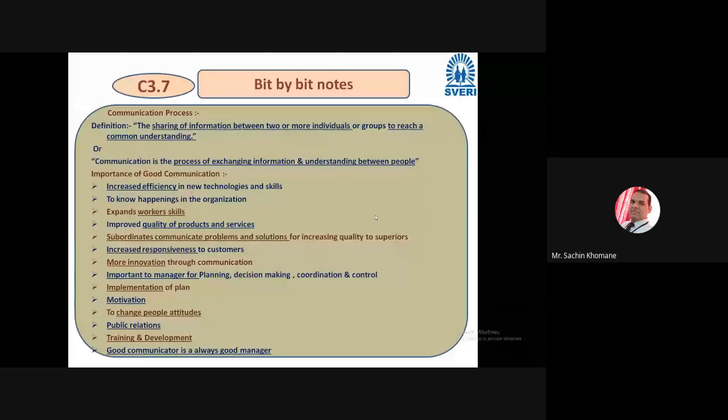Then one more definition is there. Communication is the process of exchanging information and understanding between people. What is the communication process? It is an exchange of information. You give me information, I will give information, right? That exchange of information is nothing but the communication process. Also, the understanding between the people is also called communication.